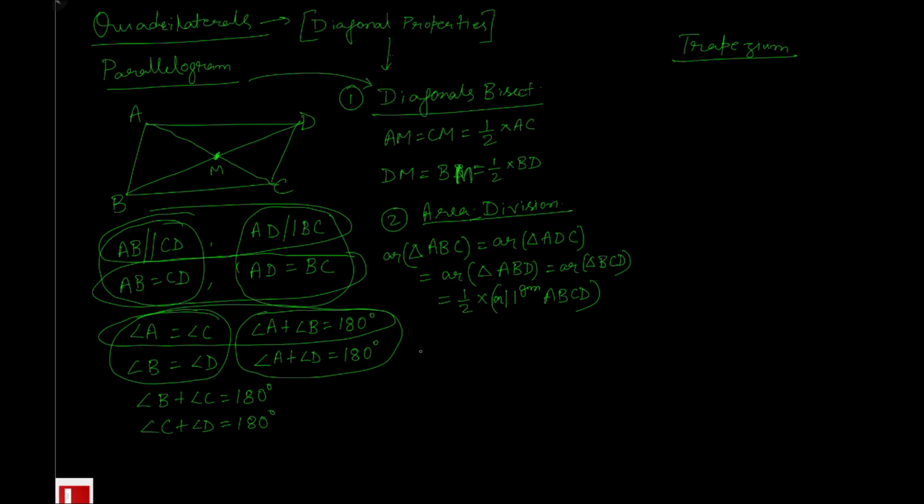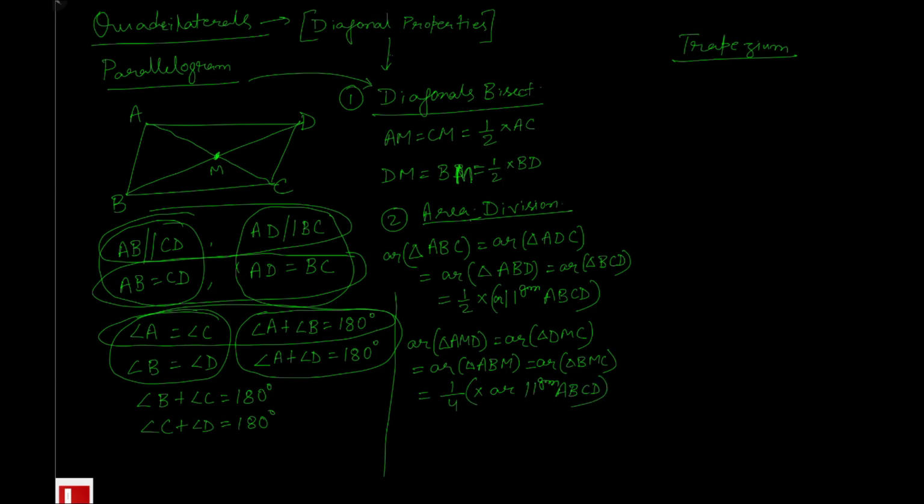Then both the diagonals together divide the whole parallelogram into four equal parts. So area of triangle AMD is equal to area of triangle DMC, is equal to area of triangle AMB, or ABM, is equal to area of triangle BMC, and all of them are equal to 1/4 of area of parallelogram ABCD.